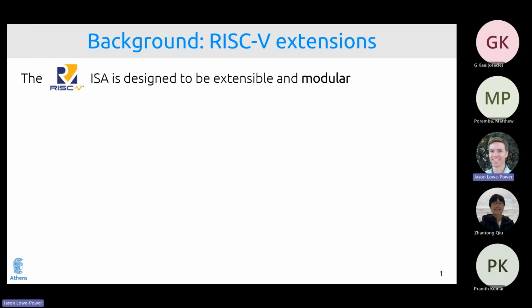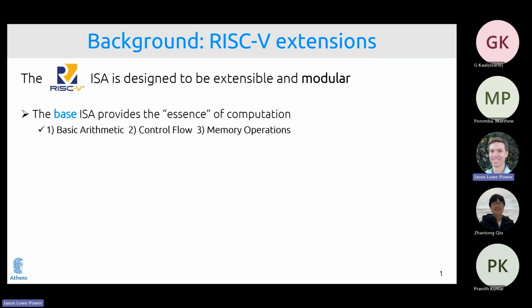So let's start off with some basic background about RISC V. Most of you might be familiar with all this, but I'll say them anyway. So in RISC V, we have modularity by default in the ISA. And what does this mean? This means that the designers actually carved out the base ISA, which gives you the essence of computation. So you get basic integer arithmetic, you get control flow constructs, and you get memory operations, so loads and stores.